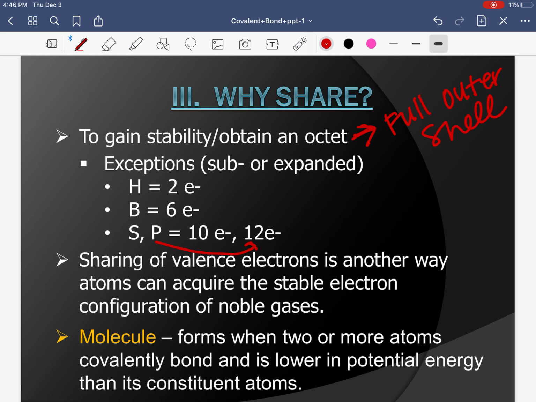When they're stable, we consider it having a noble gas configuration, which basically means it's non-reactive. It's happy where it's at. It doesn't feel the need to bond or be reactive because its shell is completely full. These are going to form molecules, and because of this bonding, the potential energy is going to be lower as well.